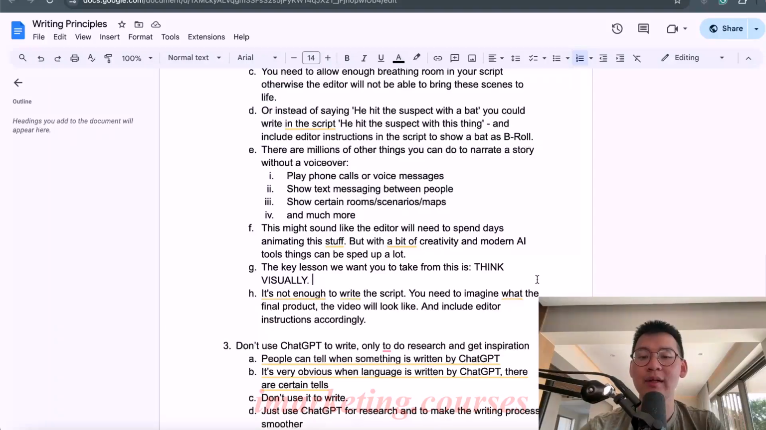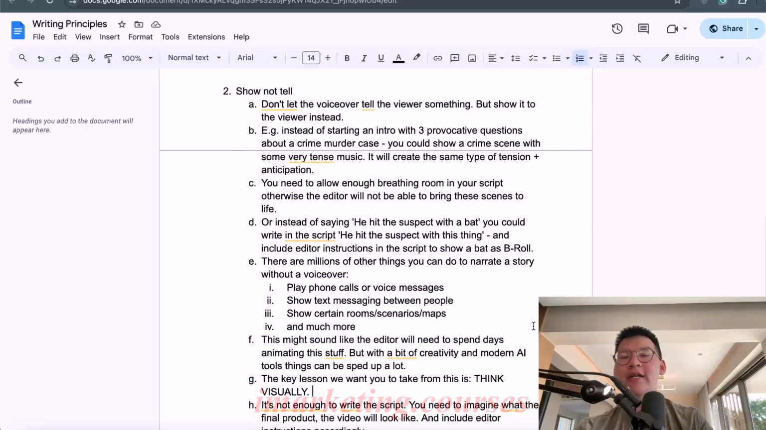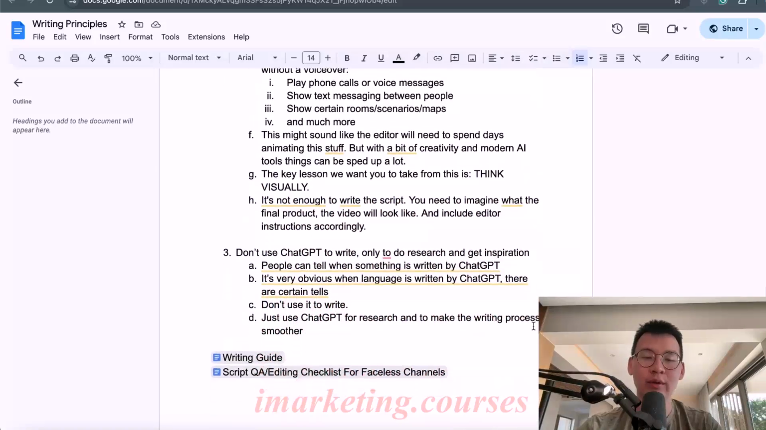So the key lesson I want you to take from this is you want to think visually, right? It's not enough to write the script. You need to imagine what the final video will look like, and include editor instructions accordingly, right? So show, not tell is one of the strongest principles, right? When you can use an example, do not directly tell the viewer.